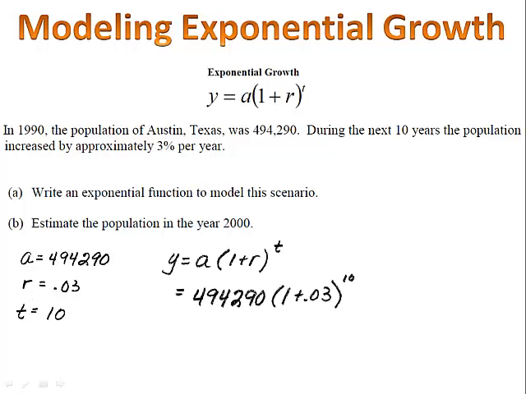When we plug that in, we end up with 664,284. Now, a good question might be, why did we pick 10 for t? Well, let's take a look. We have the population in 1990, and they want to know the population in the year 2000. Between 1990 and 2000, there's a total of 10 years. That's why our t value was 10.